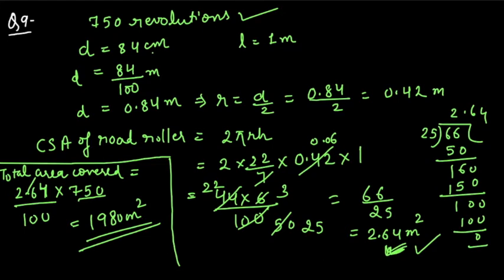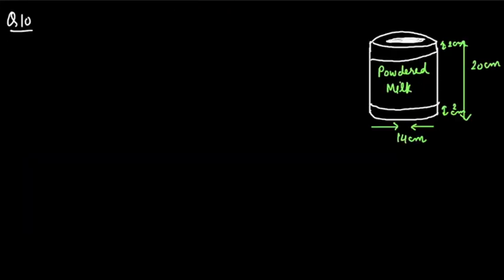So let's see the last question of this exercise, which is question number 10. A company packages its milk powder in a cylindrical container. So you see a figure here where the milk powder has been packed in a cylindrical container whose base diameter is given as 14 centimeter and the total height is given as 20 centimeter.